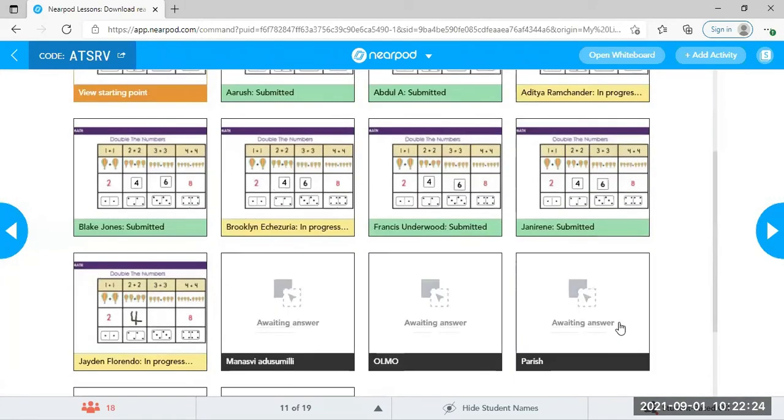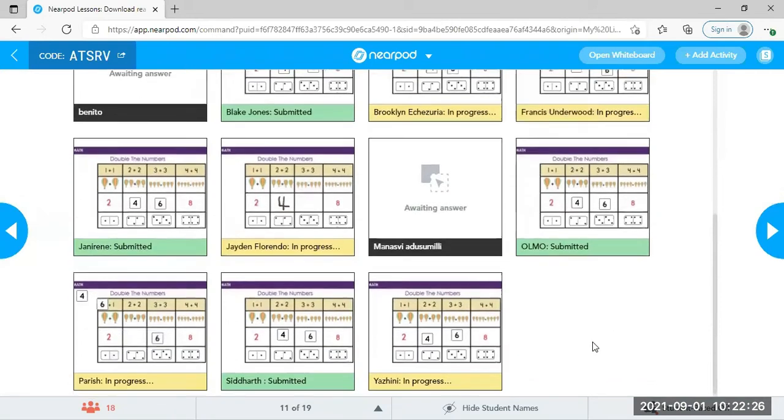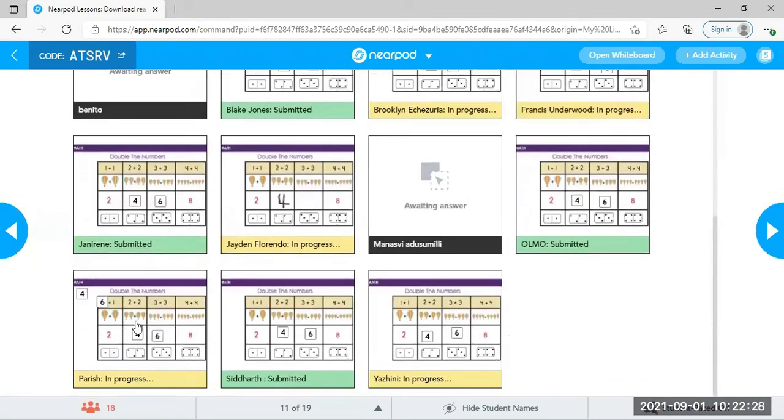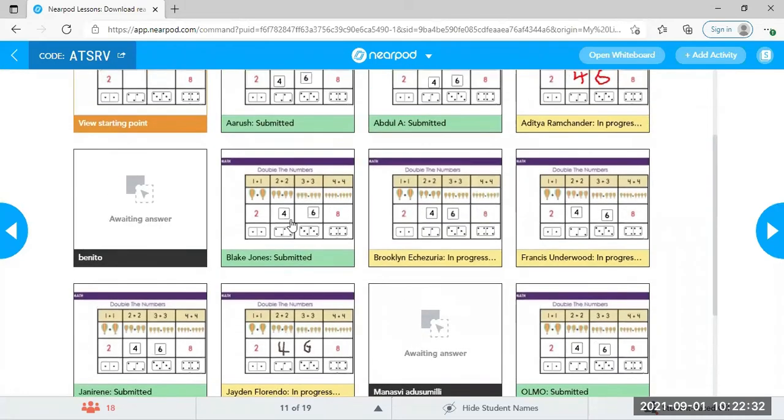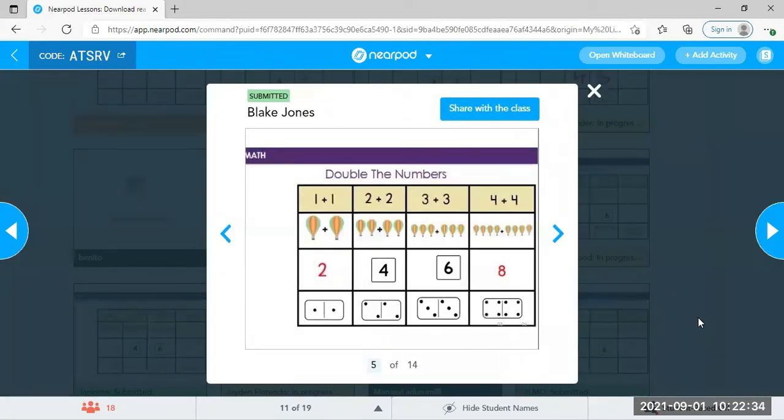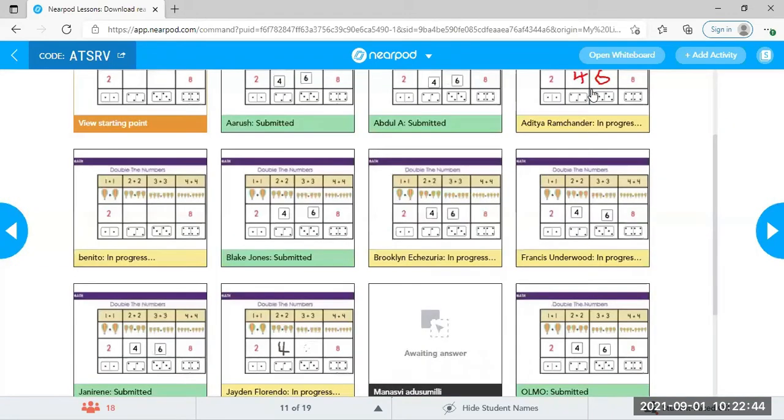Let's look at another. Who have we not looked at? How about Blake? Let's look at Blake. Ooh, nice. He is awesome. Look at the sums in there. 2 plus 2 equals 4, and 3 plus 3 equals 6. All right. Well, you guys are too good at this. Yeah, you're just too good.